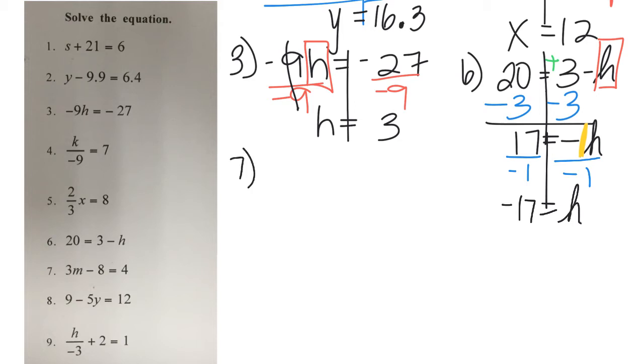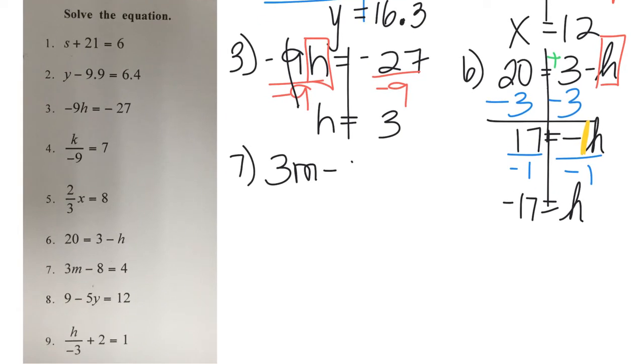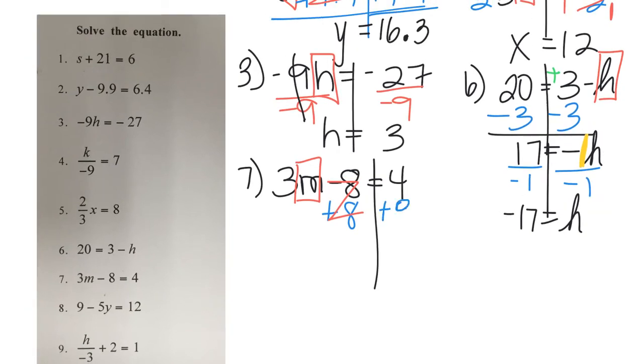And number 7 is 3m minus 8 equals 4. So we want to get the m by itself. We want to move the constant first. We want to get the constant off this side first. So the opposite of subtraction is addition. I'm going to add 8, and that zeroes out. I'm going to add 8 on the other side. We get 3m equals 12.